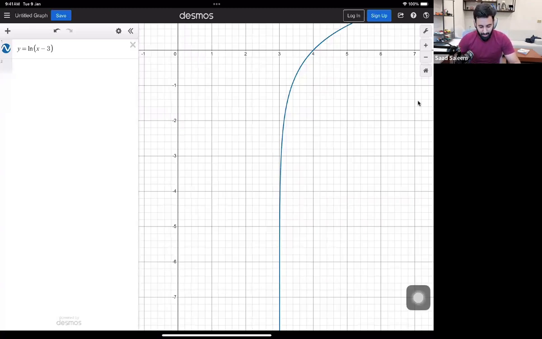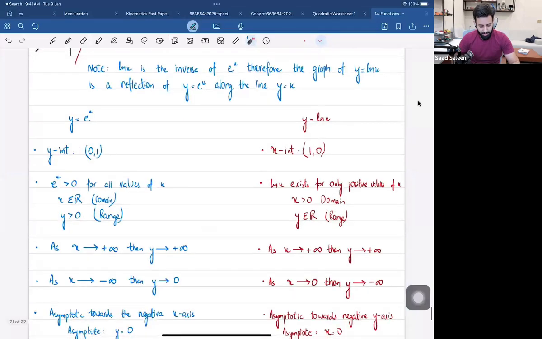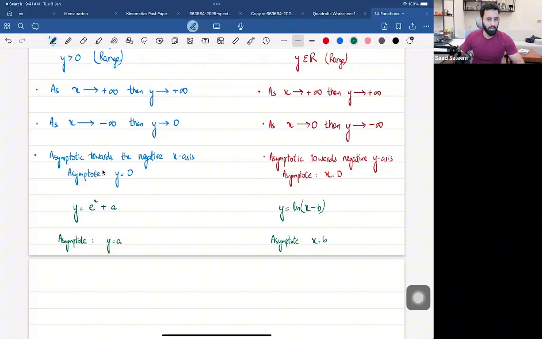Okay, so how do you find out the asymptote for y equals to e power x? Let's make a general rule. Let's say you have y is equals to e power x plus a, then the equation of the asymptote will be y equals to a. Here, let's say you have y is equals to ln x minus b, then the equation of the asymptote will be x equals to b. All right. So I hope it's clear now. This is the general rule that I was talking about.